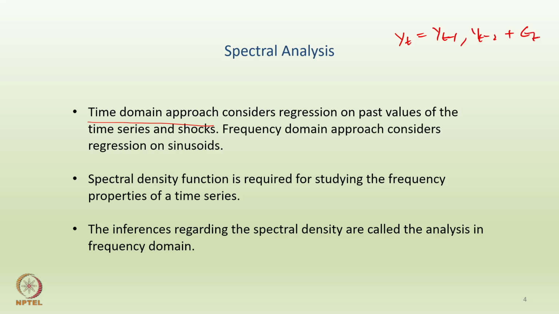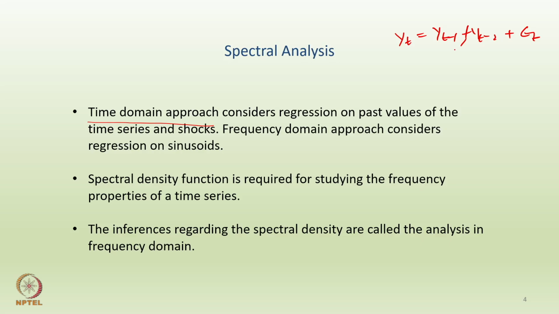So let's say epsilon t, plus something like that, right? If you consider the time domain approach, then the current value of y t is regressed on its own past values plus some shocks. But when you transition from the time domain approach to a frequency domain approach, the frequency domain approach considers regression on sinusoids instead.